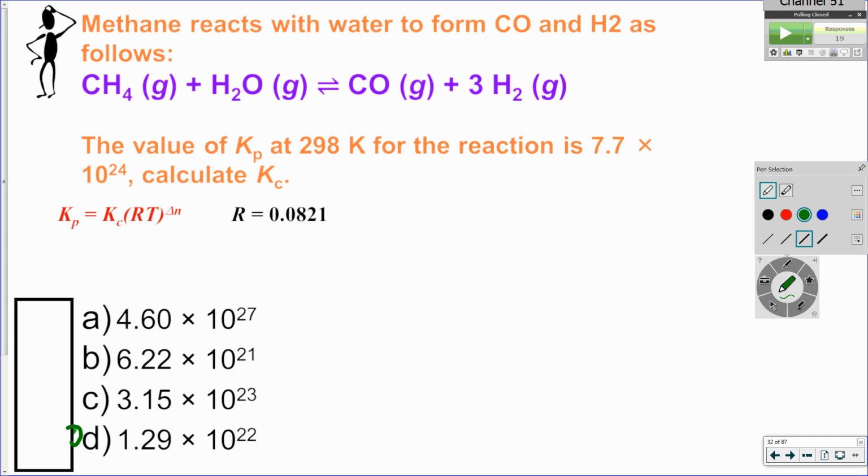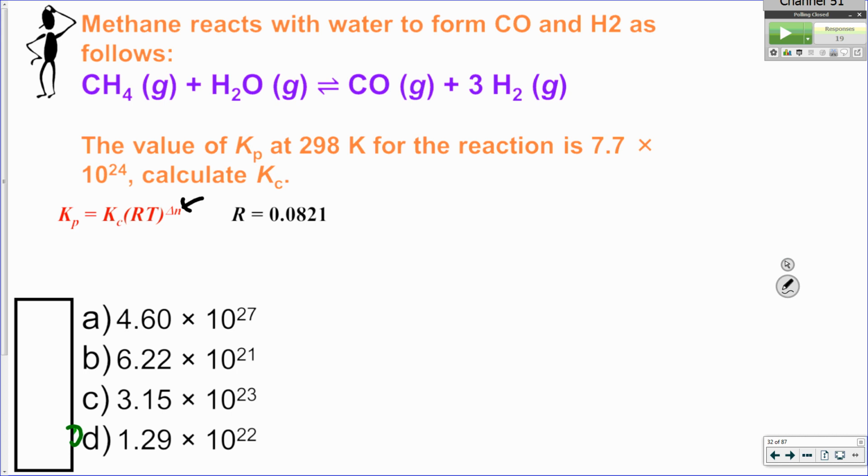Let's see how to work it. Maybe you didn't see that. Okay, most of you put D, that's good. So if we look at our equation, we need to know what delta N is. I've got products are 4, reactants are 2. So delta N is products minus reactants, which is 2.